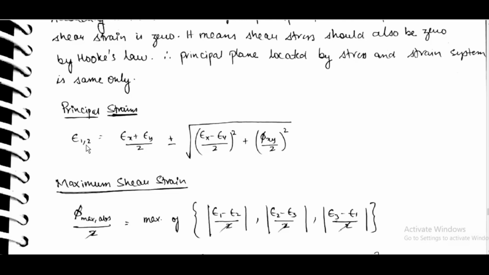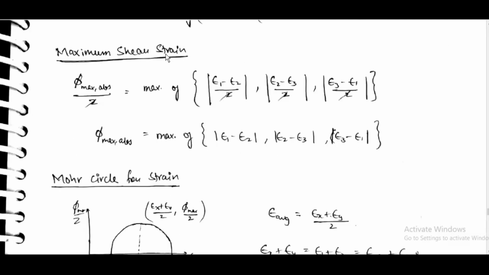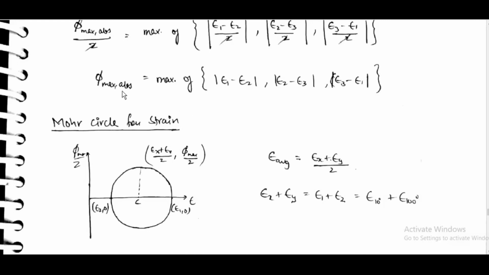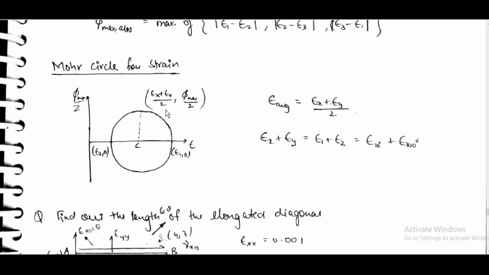Principal strains: epsilon 1, 2 is equal to (epsilon x plus epsilon y)/2 plus or minus root of ((epsilon x minus epsilon y)/2) whole square plus (gamma xy/2) whole square. Maximum shear strain: gamma max absolute by 2 is equal to maximum of mod of (epsilon 1 minus epsilon 2)/2, mod of (epsilon 2 minus epsilon 3)/2, mod of (epsilon 3 minus epsilon 1)/2. So gamma max absolute is equal to maximum of mod of epsilon 1 minus epsilon 2, mod of epsilon 2 minus epsilon 3, mod of epsilon 3 minus epsilon 1.